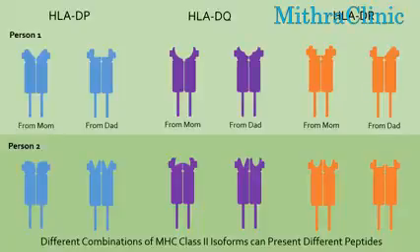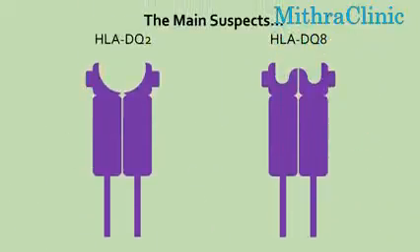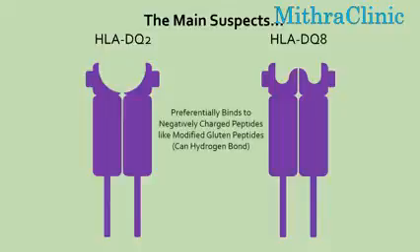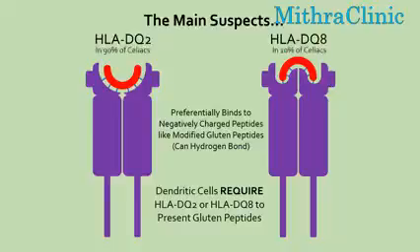The only isoforms that can bind to gluten peptides are HLA-DQ2 and HLA-DQ8, which bind extremely well to negatively charged peptides, such as the gluten peptides modified by tissue transglutaminase as mentioned earlier. Without HLA-DQ2 or 8, dendritic cells cannot present gluten peptides to activate T cells. So it makes sense that virtually all people with celiac disease have either HLA-DQ2 or 8.